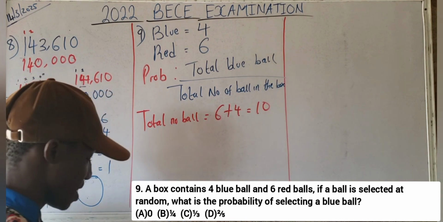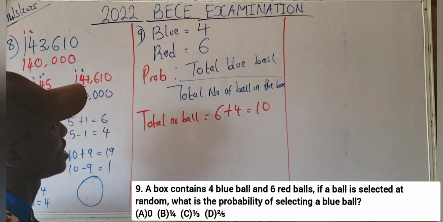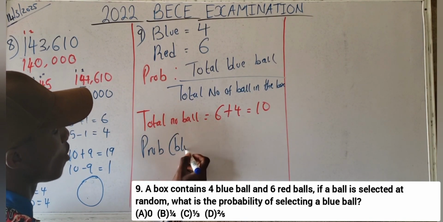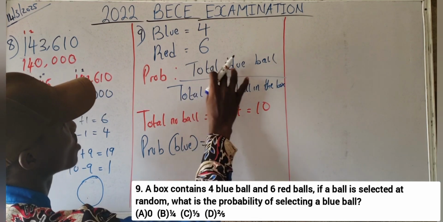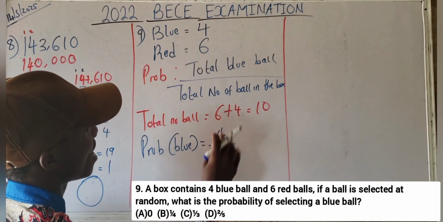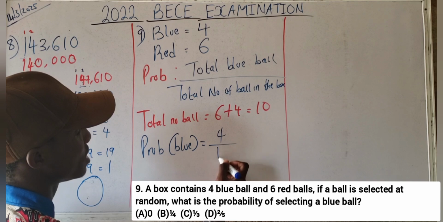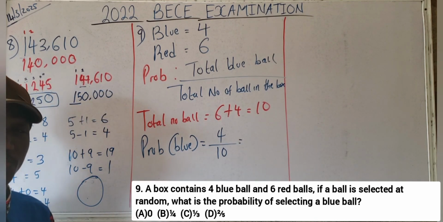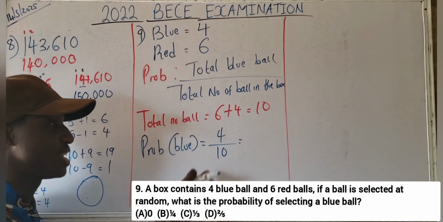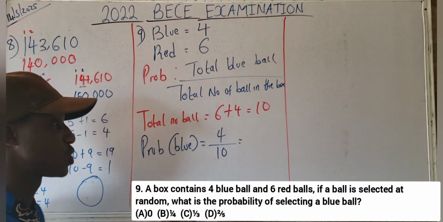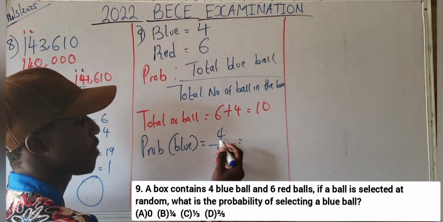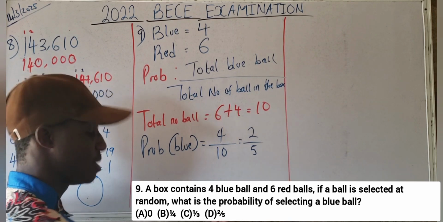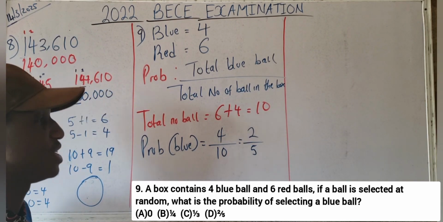You understand? So that means the probability of selecting a blue ball will be equivalent to the total number of blue balls, which is 4, all over the total number of balls, which is 10. You have to reduce it to the simplest form. You understand? So you can see that 2 can divide both 4 and 10. 4 divided by 2 is 2, and 10 divided by 2 is 5. So the probability of selecting a blue ball is 2 over 5.